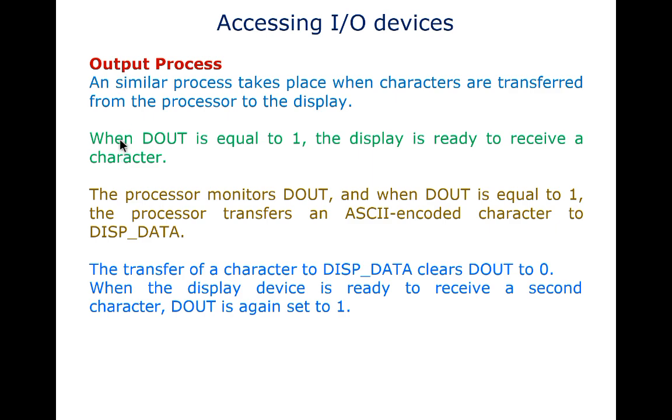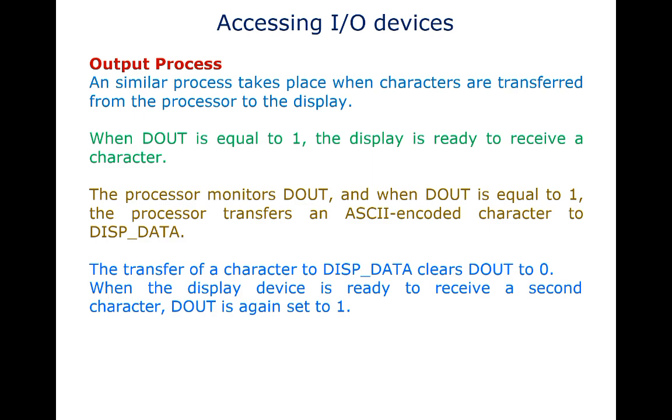When the display DOUT is equal to 1, it tells us that the display is ready, whereas when DOUT is equal to 0, the display is busy. So the processor monitors the DOUT flag, and it sends the ASCII encoded characters only when DOUT is 1. Sending the character clears DOUT to 0 until the display becomes ready again.